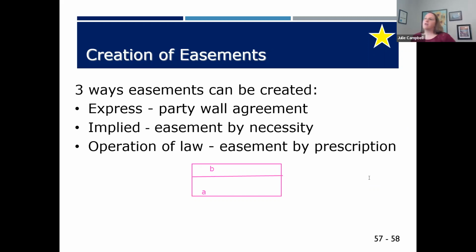The other way an easement can be created is by operation of law. Again, if the judge, if the law steps in.